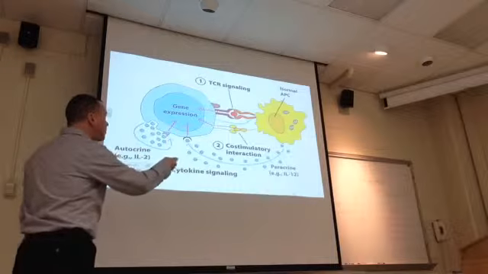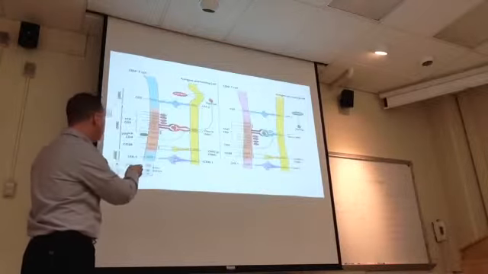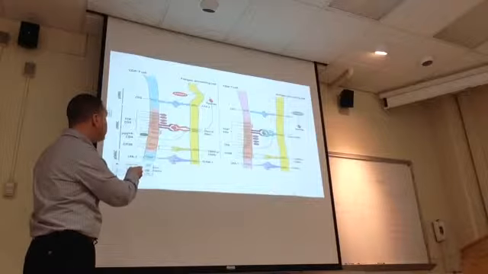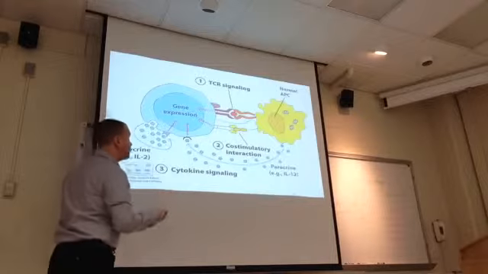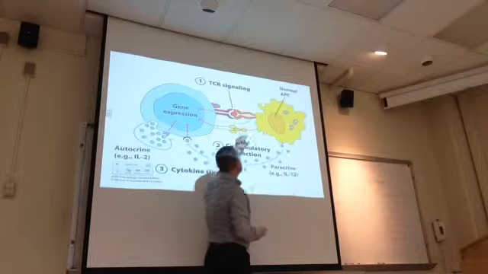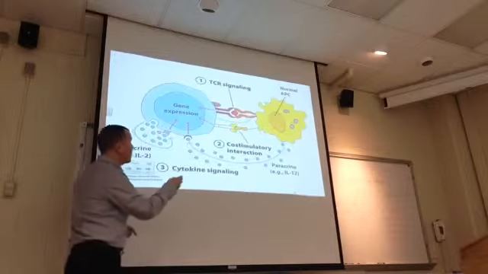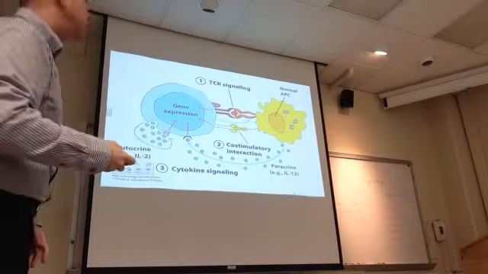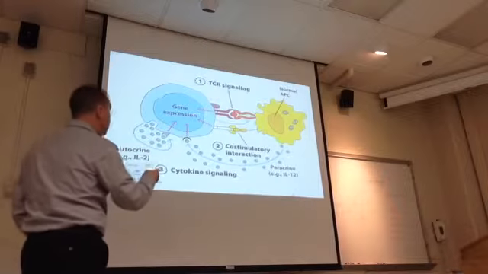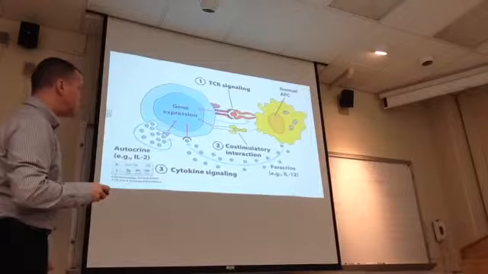Signal 2 is the co-stimulatory interaction between, again, CD28 on the T cell and CD80 or CD86 on the antigen-presenting cell. So that's CD80 or 86, and this is CD28. Those are worth remembering, because we're just going to keep seeing them over and over again. Okay, so CD28 on the T cell, CD80 or 86 on the antigen-presenting cell.